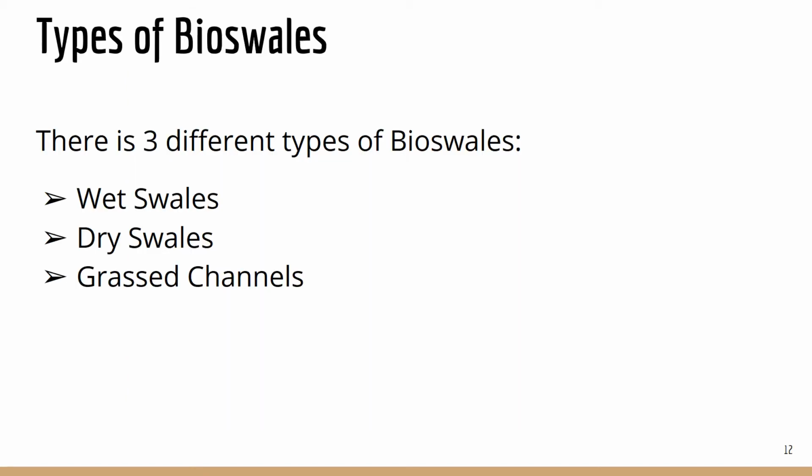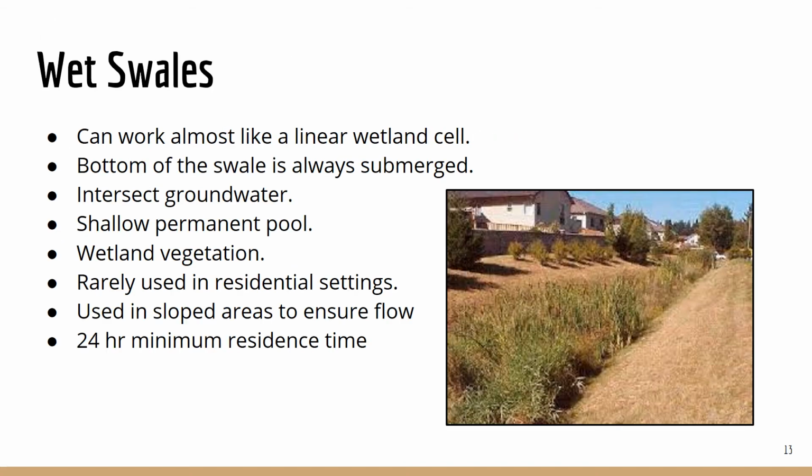There are three types of bioswales: wet swales, dry swales, and grass channels. Wet swales consist of sloped channels, vegetated sides, and slow water flows. The bottom of a wet swale is usually below water table. This helps encourage the growth of wetland vegetation. Maintenance is generally more strict than other types of swales. Wet swales are rarely used in residential areas due to standing water concerns.